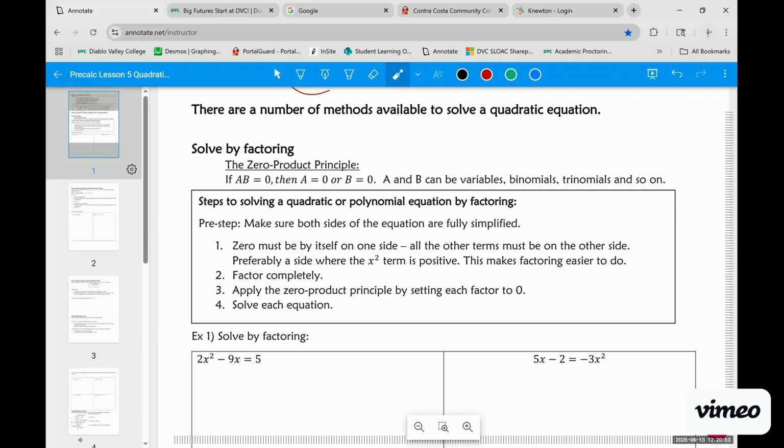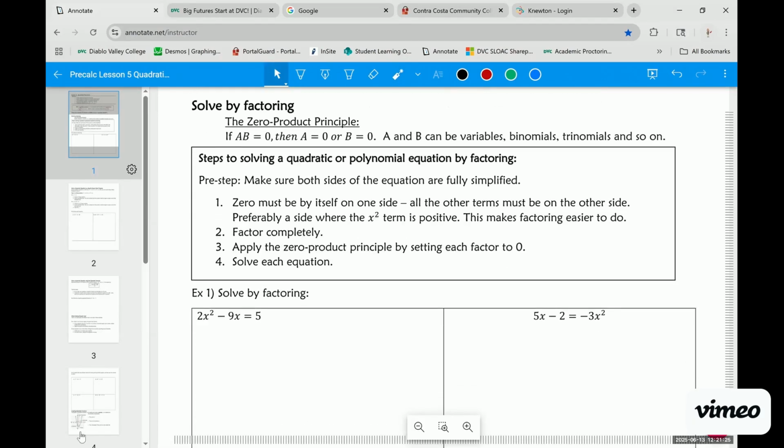A and b could be variables, they could be binomials, they could be things that have a lot of terms. It doesn't matter what a and b are. If you multiply two things and you get 0, then one or the other is 0. Here's how we're going to use that. We're going to factor an equation, and we'll have these two factors multiplied together equaling 0. Then we'll say, either the first factor has to be 0 or the next factor has to be 0. That will allow us to solve.